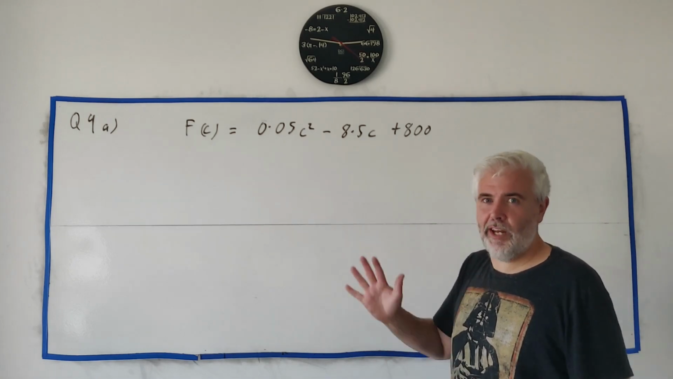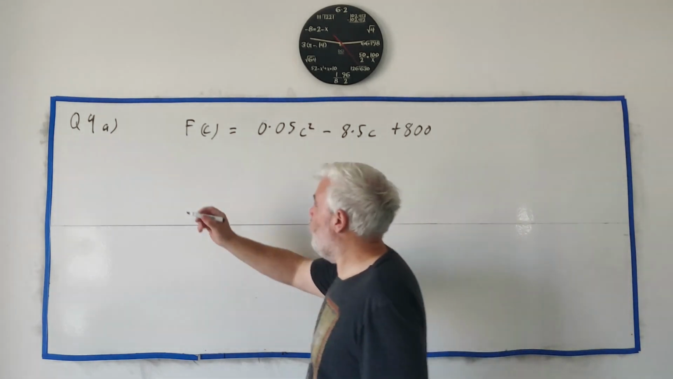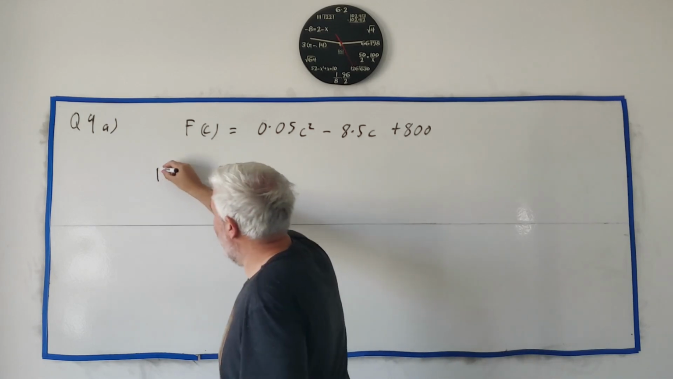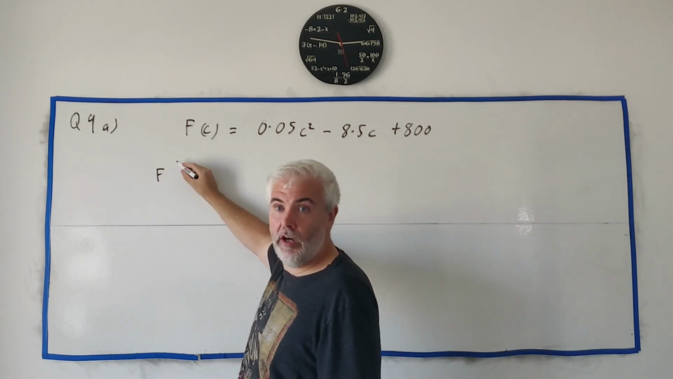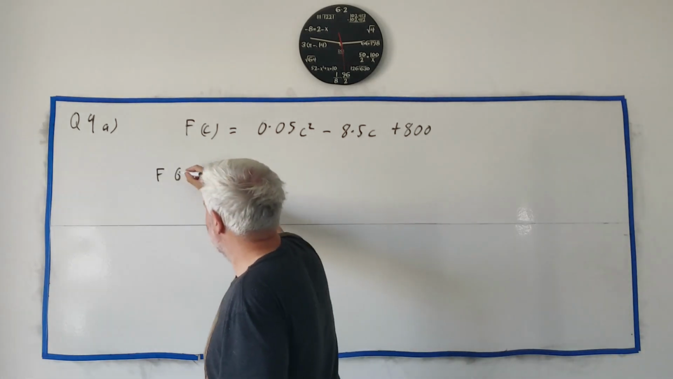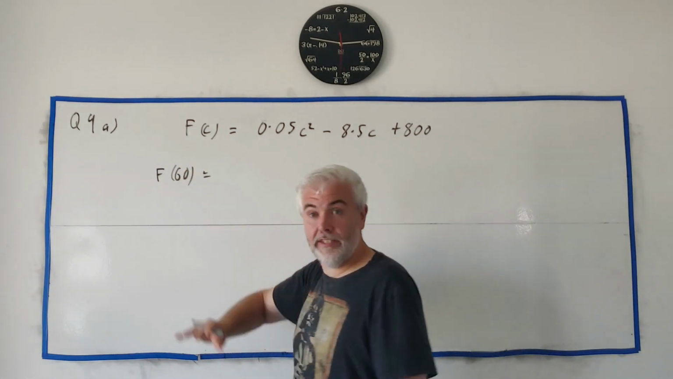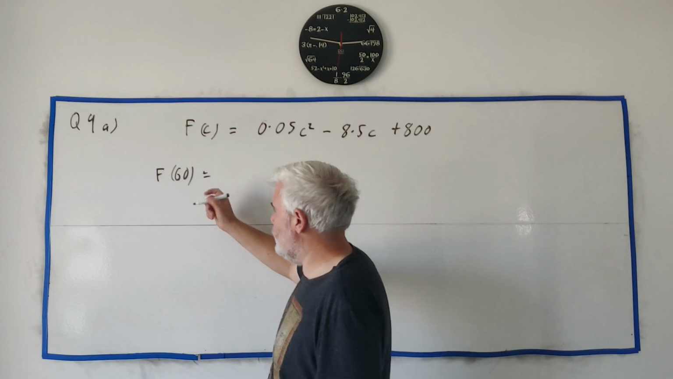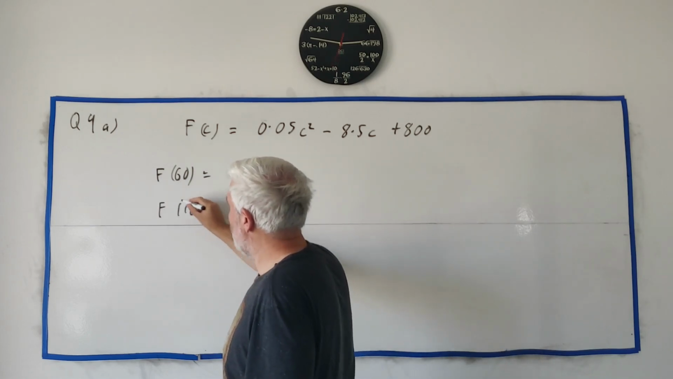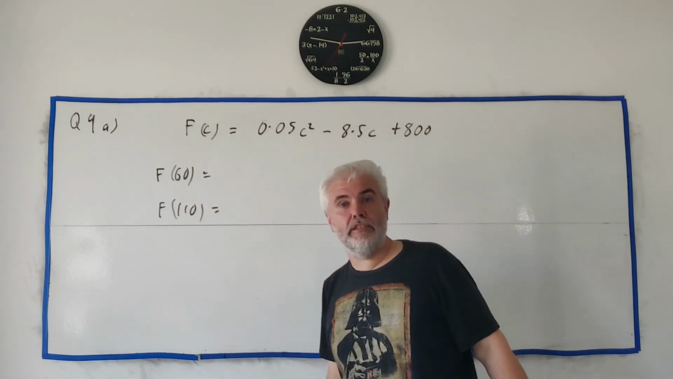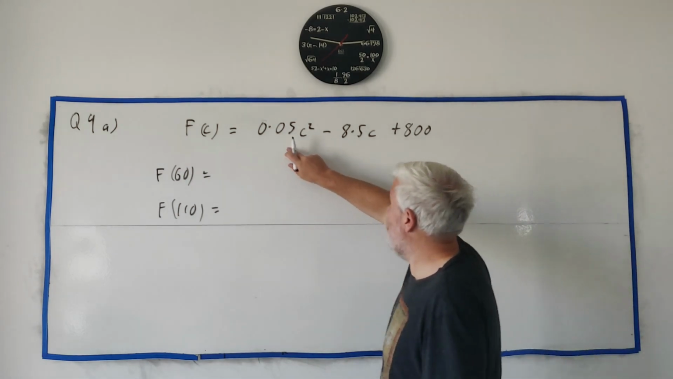But anyway, how do we do that? We want to fill in this function, f of 60. At speed 60, what is the consumption? And at speed 110, what is the fuel consumption? So we just fill both of those in.